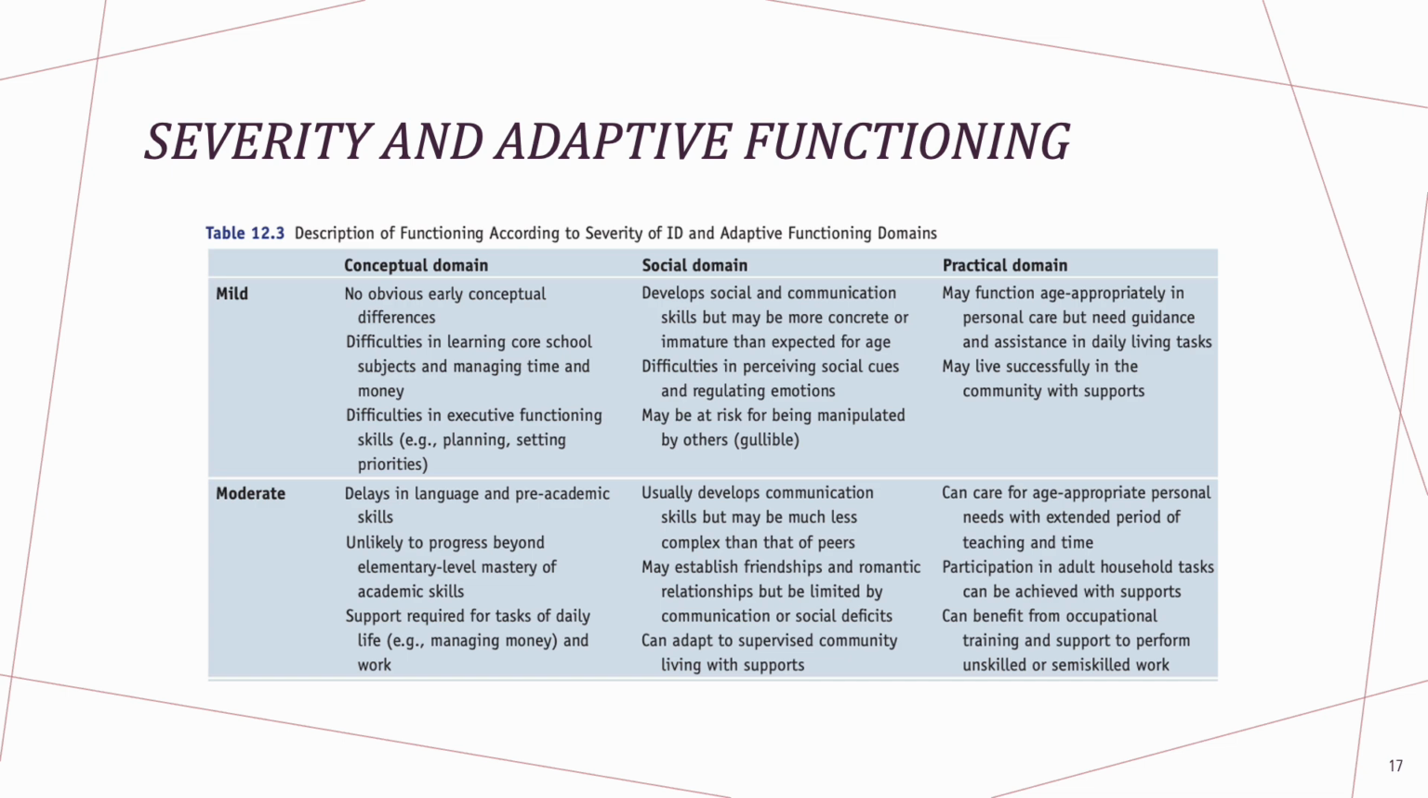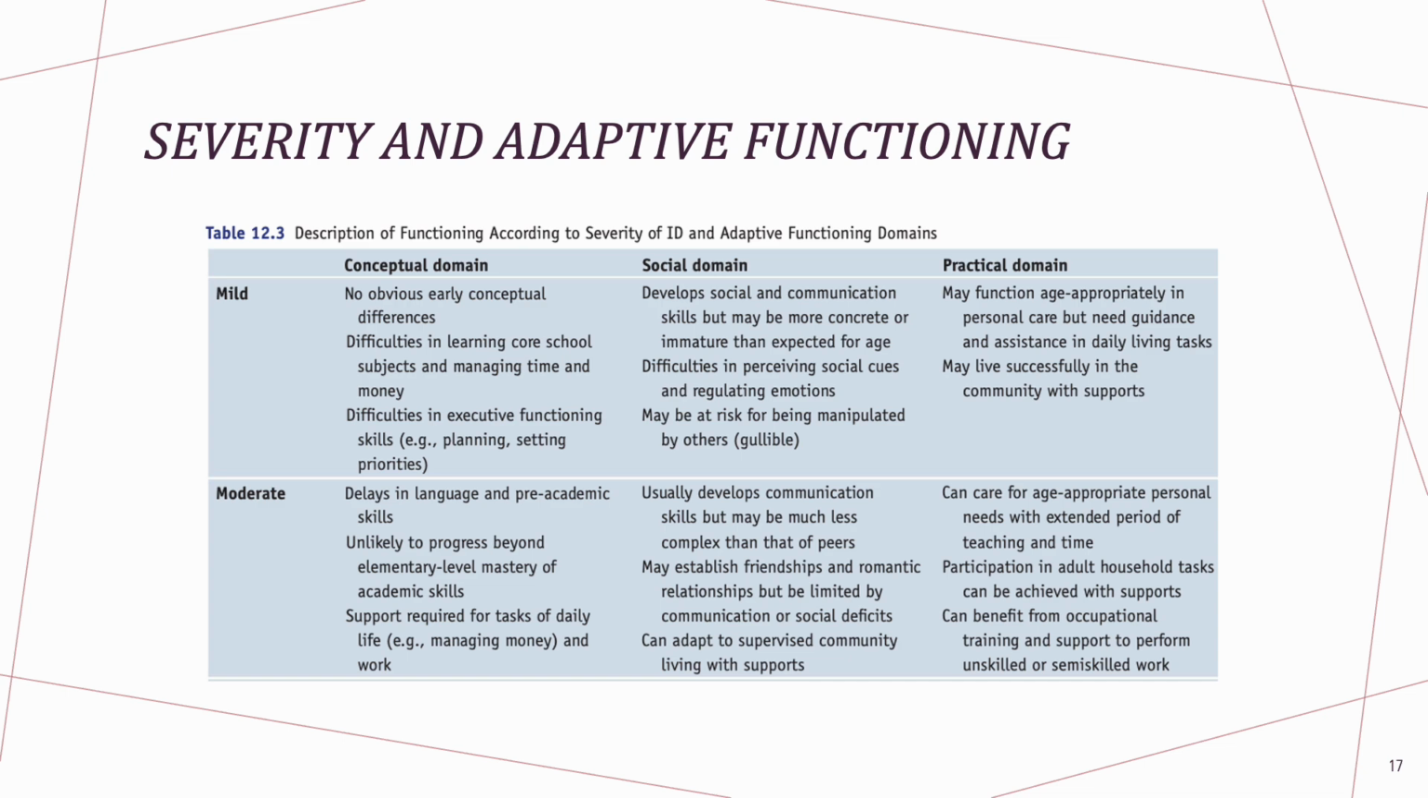So here is an example, this is from your textbook, of the definition of functioning according to severity of intellectual disability and adaptive functioning domains. So when we talk about mild severity of intellectual disability, within the conceptual adaptive behavior domain, we might see things like no obvious early conceptual differences, difficulties in learning core skill subjects, difficulties in executive functioning skills. In the social domain, we might see things like developing social and communication skills, but being more concrete or immature than expected.